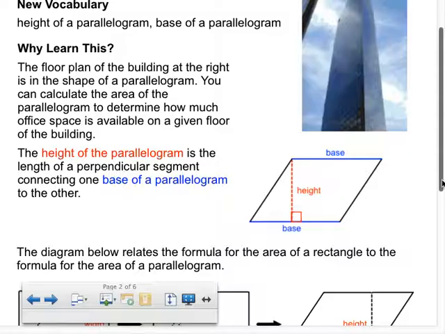So when you see these in a test or a quiz, they might flip this around and try to confuse you. There's a few ways they might, but we're not going to fall for the tricks, okay?